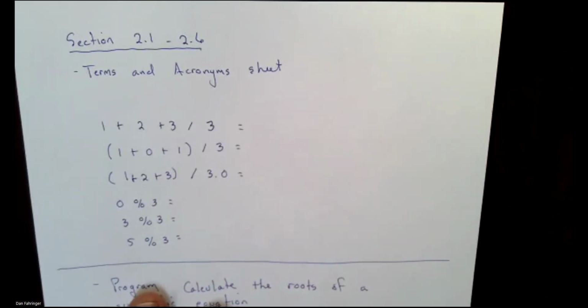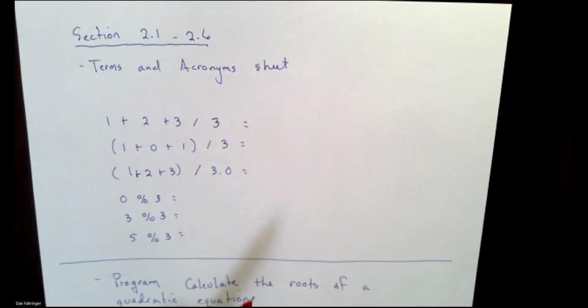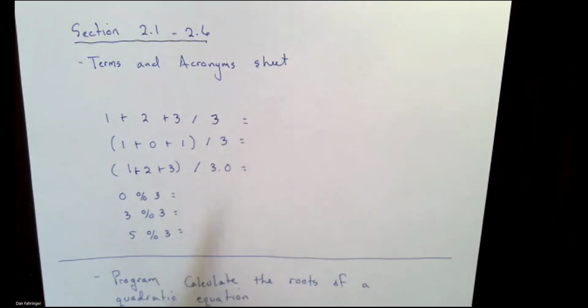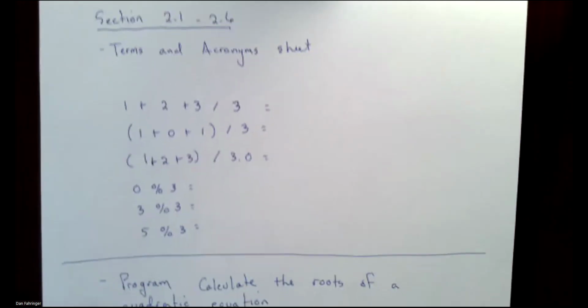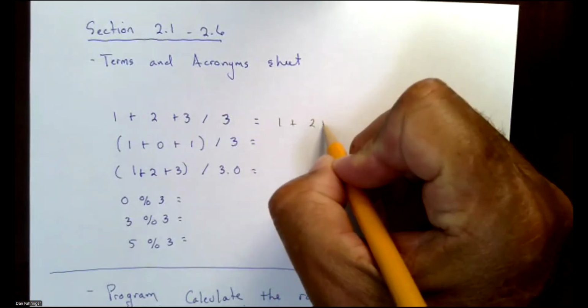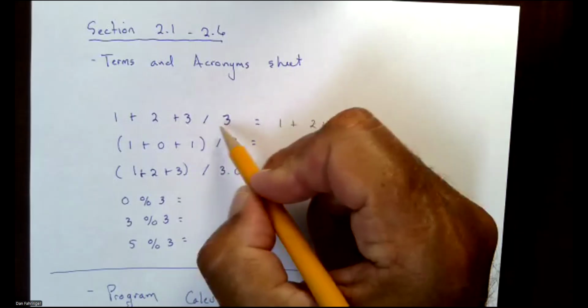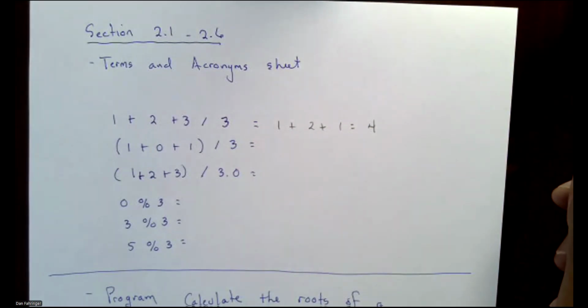From quick check 2.1 to 2.6, you watch the video, and how many of these 6 can you get right? I'm going to pause the video. For number 1, this becomes 1 plus 2 plus, that's integer division. That's 1. That equals 4.